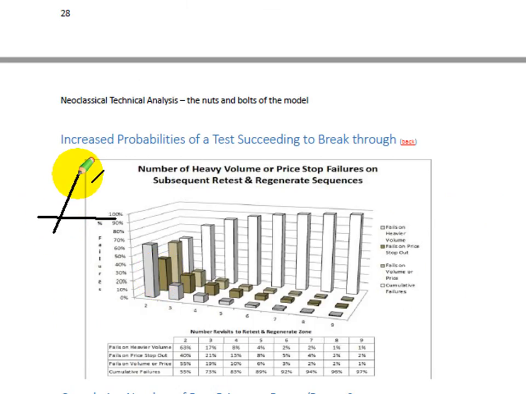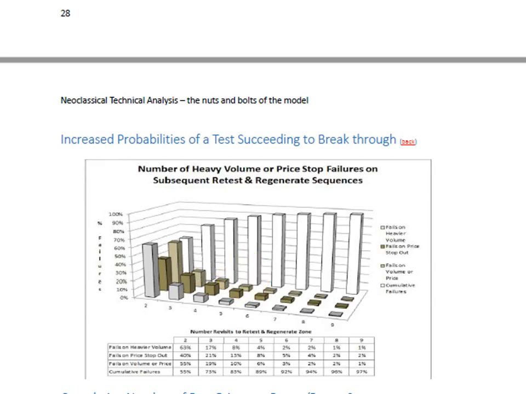So you get a breakout, you get a retest here. What happens if you regenerate? Well, you can always get another retest. This talks about the probabilities of failure, and you can see that the more times you retest, the higher the probability you're going to fail. And that makes sense, right?